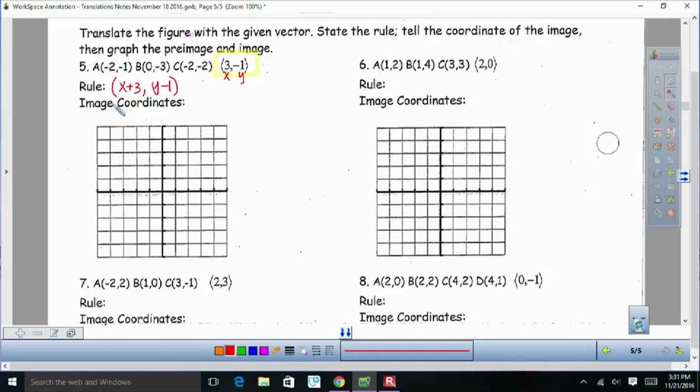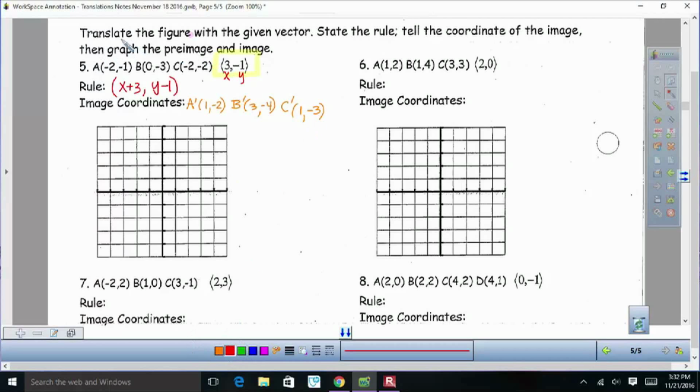Now, we want to also write the image coordinates, the new ones, once we translate it. So remember, when we write our new A, we're going to put a prime. So we're going to do -2 plus 3, which gives us 1, and -1 minus 1, which is a -2. We do the same thing for B, so we write B prime. We do 0 plus 3, which is 3, and -3 minus 1, which is a -4. Last, we do C prime. So we do 3 plus a -2, which is 1, and -2 minus 1, which is a -3.